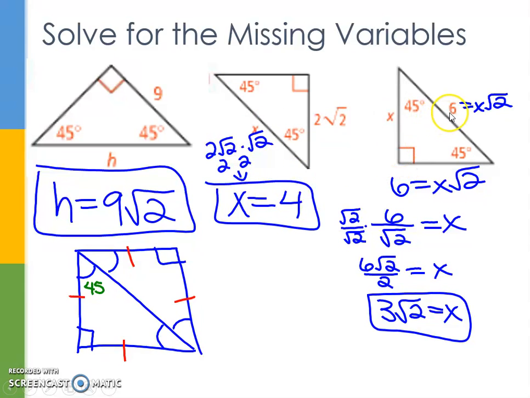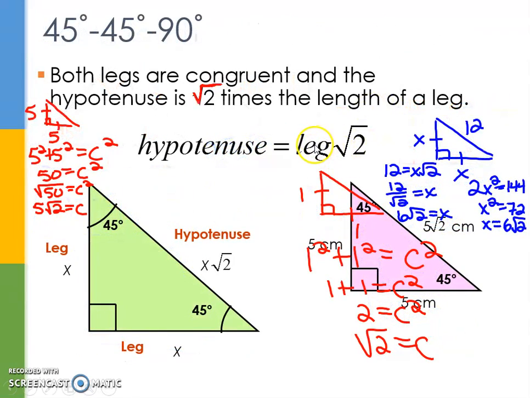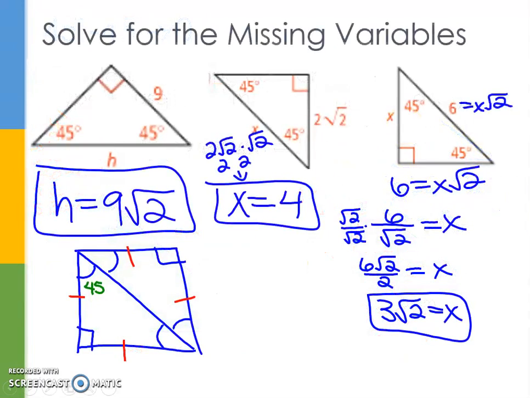Here, they're giving you 6. So we're going to find x, right? So that means 6 equals x radical 2. We're looking for x. This is the formula, right? We're looking for x, this x, right? According to this formula, we're looking for leg. So we plug it in. Hypotenuse is 6. This is x, and this is the formula. So right here, write 6 equals x radical 2 on your notes.